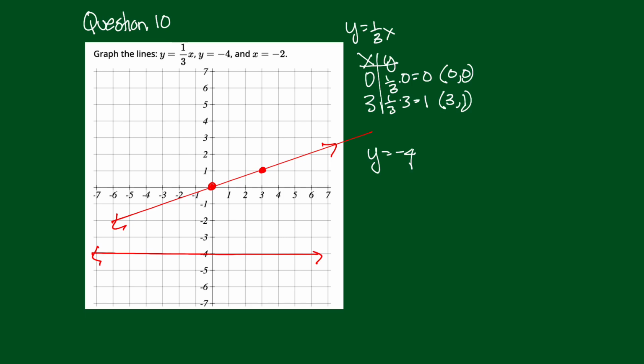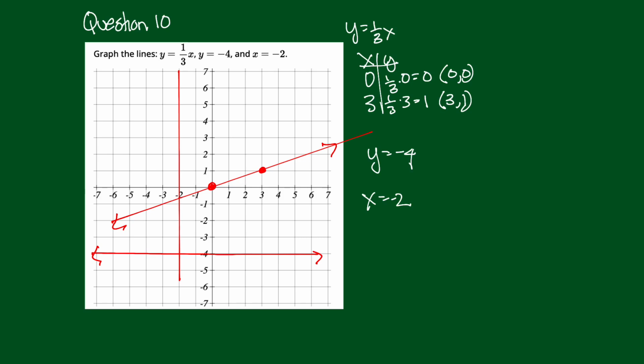Now, the next one is x equals negative 2. Now, there's no y. So this says that x is always negative 2. No matter what vertical you're at, the y is the vertical. There's no vertical here, so it's independent of that. If you put yourself at negative 2 on x, it doesn't matter what the y is, x is always negative 2. So if you just see an equation that has only an x in it, that's a vertical line passing through whatever that x value is.